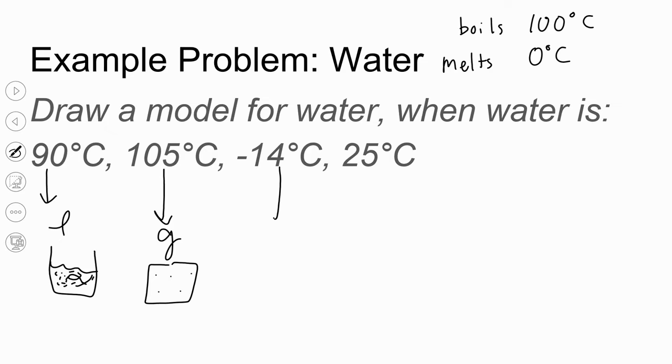All right, how about this one, negative 14? Good, so it would be a solid. It's below the freezing point. It's going to be a solid. So I would probably draw an ice cube, and then I'm going to show that all of the molecules in this cube are really ordered, and they're close together. They're closer than the gas.